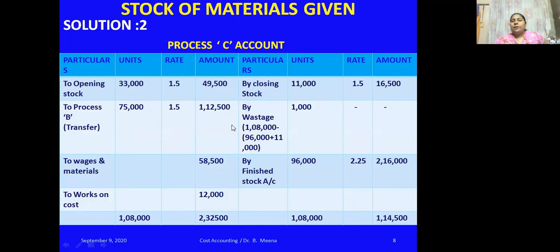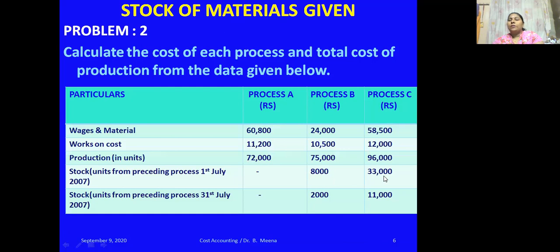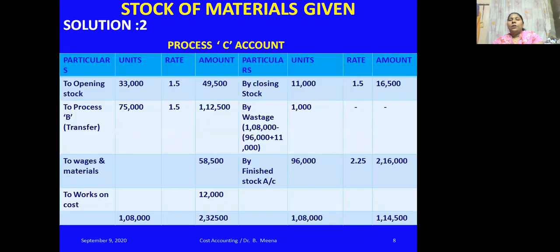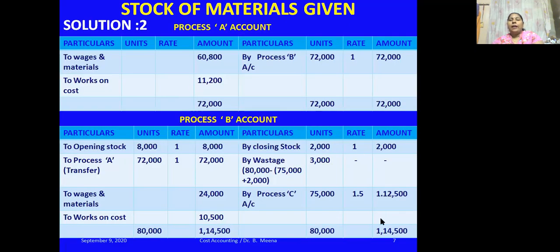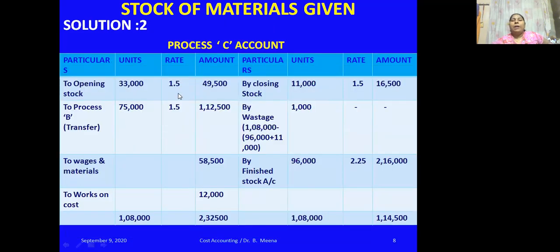This process B output will be the input for process C, so I transferred it here for process C. Then what is given for opening stock? Opening stock is 33,000 and closing stock is 11,000. For the 33,000, what is the rate I calculated for the previous process? 1.5. So this 1.5 is applicable for opening stock as well as closing stock. So 33,000 into 1.5, I get 49,500. For closing stock, 11,000 into 1.5, 16,500. Then as usual, I close the debit side, units column as well as amount column.